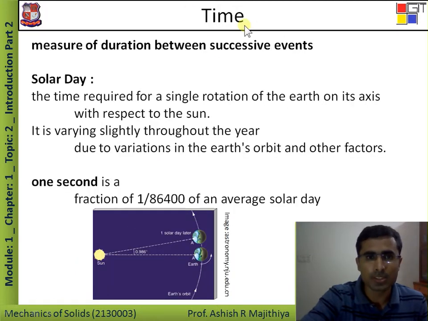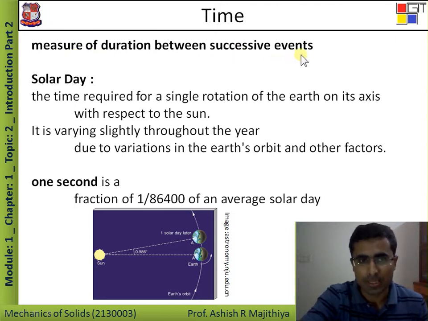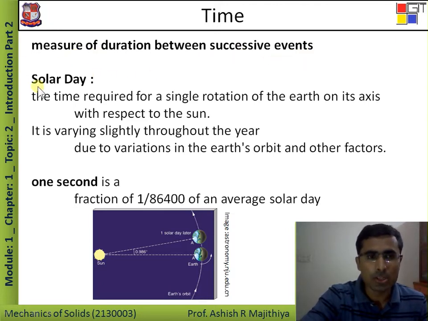The second definition is time. It is a measure of duration between two successive events. So the original unit of time is the solar day. It is the time required for a single rotation of Earth on its axis with respect to the Sun. It varies slightly throughout the year because of variation in Earth's orbit and other factors. So the solar day is not a constant, it is varying.